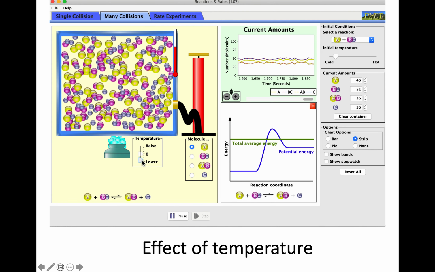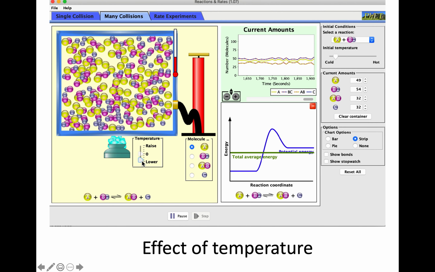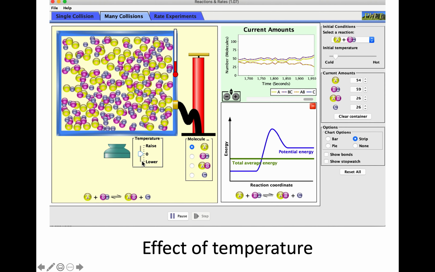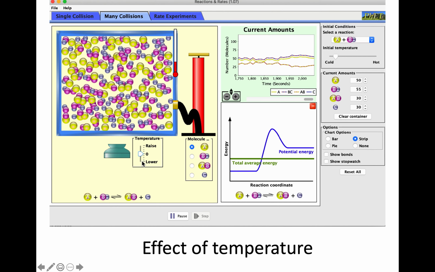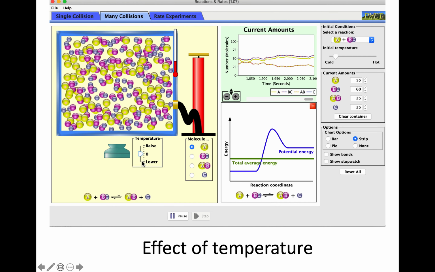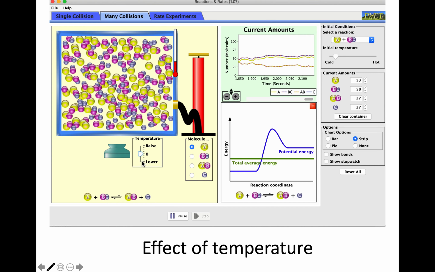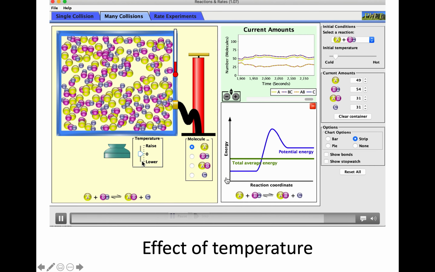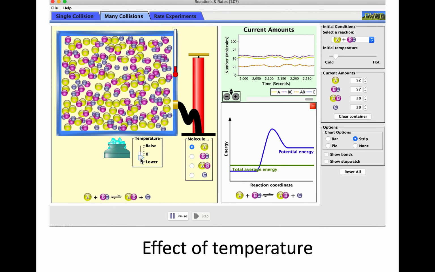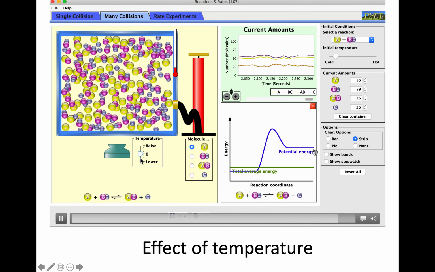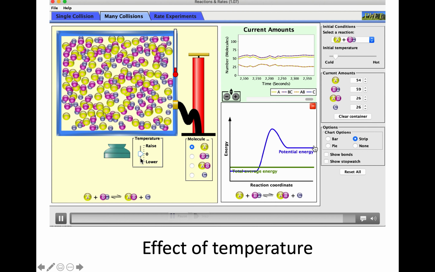If we cool it back down again, what side is it going to favor? If I cool it back down again and I'm taking the total average energy lower and lower, I see once again that I end up with more of the ones that are lower potential energy and fewer that are found at the higher potential energy.